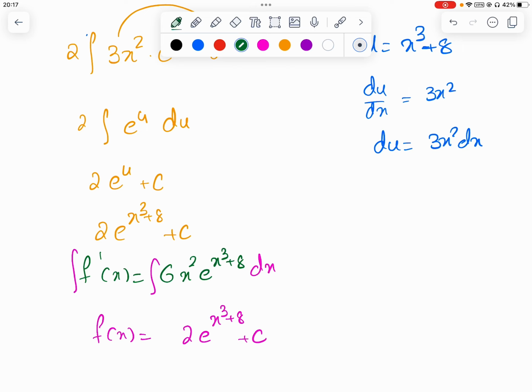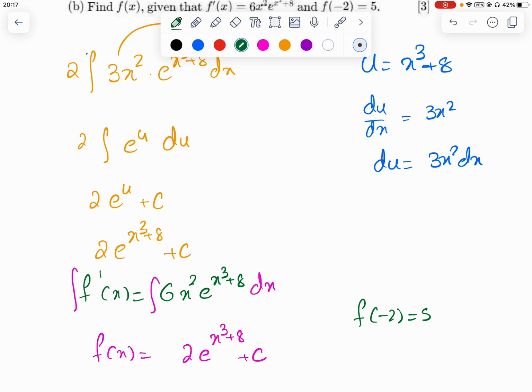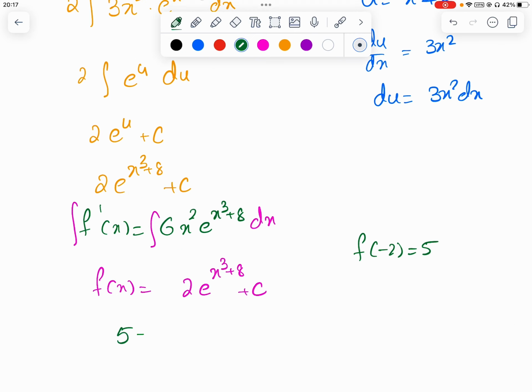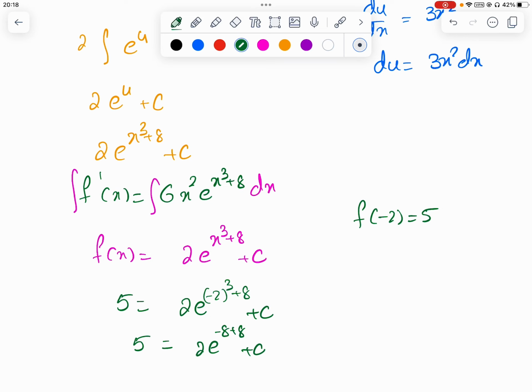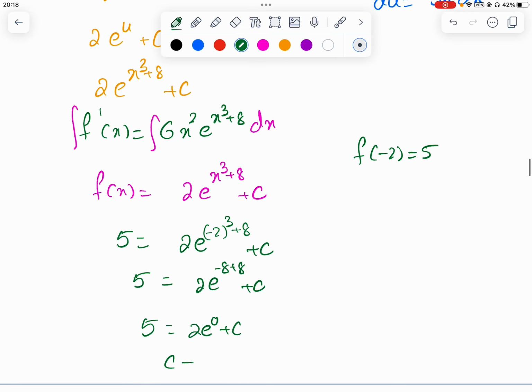Now, what has been given? f of negative 2 equals 5. So plug in 5 and negative 2 over here. 5 equals 2 e power (negative 2) whole cubed plus 8, plus c. So what does that become? 5 equals 2 e power negative 8 plus 8, plus c. So 5 equals 2 e power 0 plus c. So c equals 3. So what's going to be the answer? Therefore, f of x equals 2 e power x cubed plus 8, plus 3. That's going to be the answer.